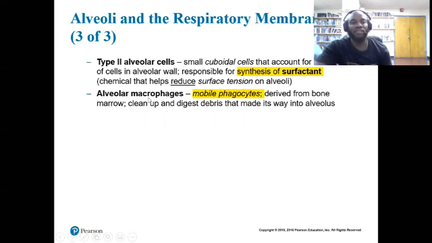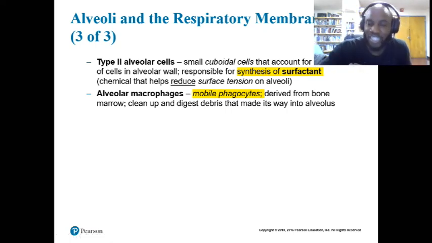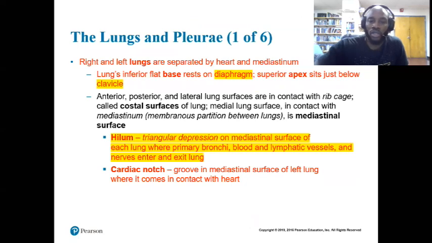And then we also have alveolar macrophages. Remember macrophages? We talked about that in chapter 20 when we talked about the lymphatic and immune system. These are mobile phagocytes derived from bone marrow, which can clean up and digest debris. So if anything does get into the alveoli that's not supposed to be there, it can be cleaned up by these macrophages. All right.